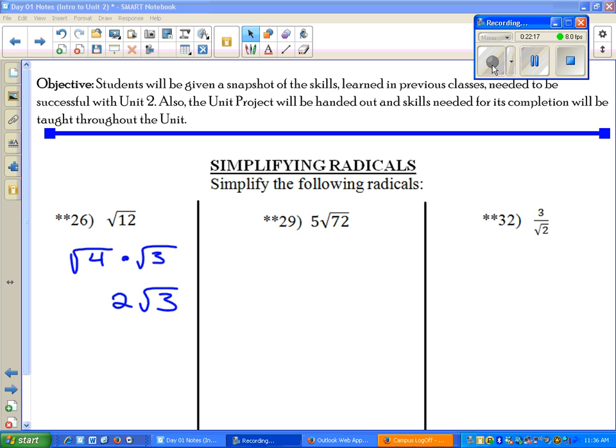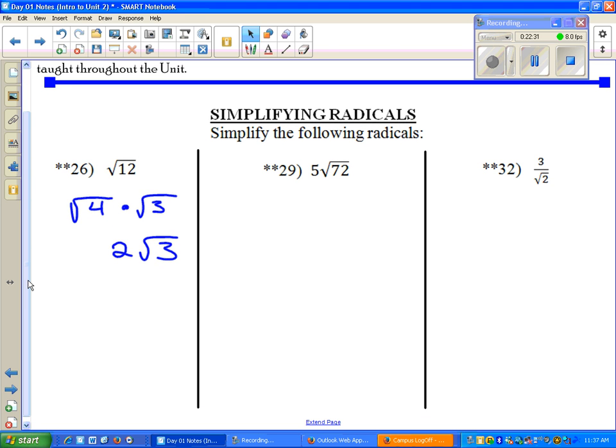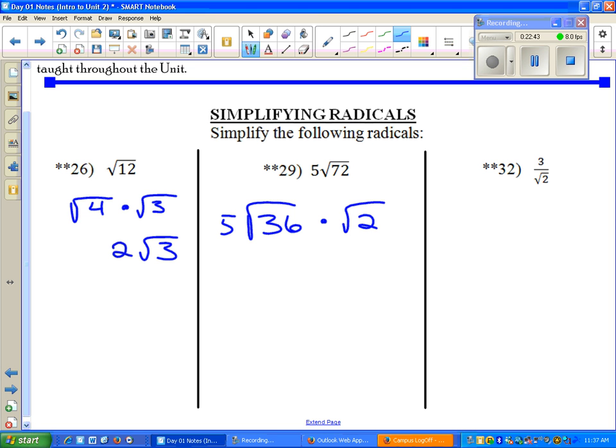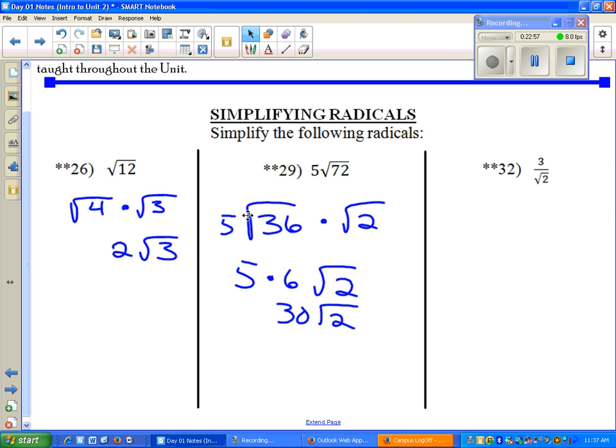72 is not a perfect square. There's a larger one than 9. Not 16. Not 15. Stop. Those aren't even perfect squares. Now the 5 is still in front. Square root of 36. 36 times 2 is 72. What's the square root of 36? So this is 5 times 6 square root 2. 5 times 6 is 30. 30 square root 2.